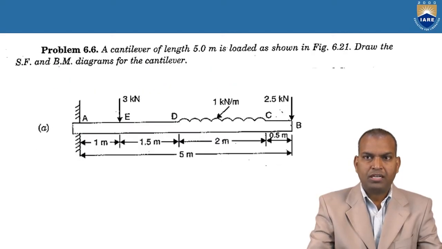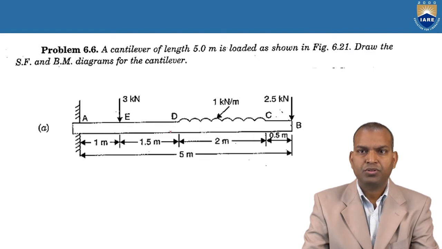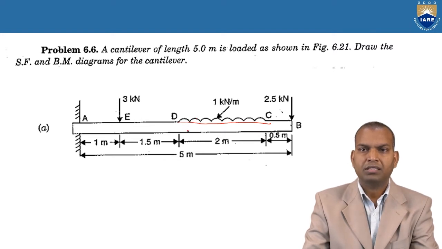Next, we are going to study the problem of the combination of two point loads and UDL, uniformly distributed load. Let us see the problem. In this problem, the UDL is acting on this portion. What is the portion of the UDL? It is at a span of 2 meters from point D to point C. It is 1 kilonewton per meter.